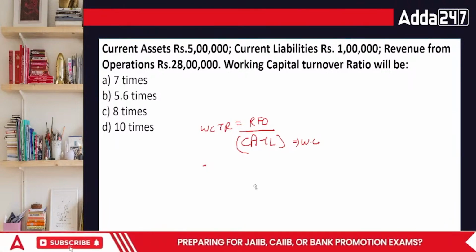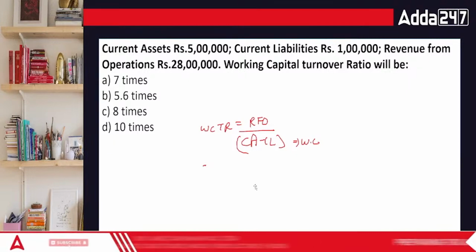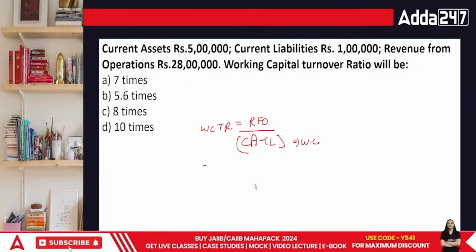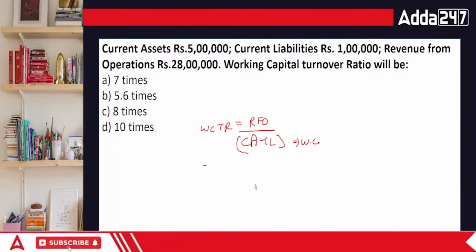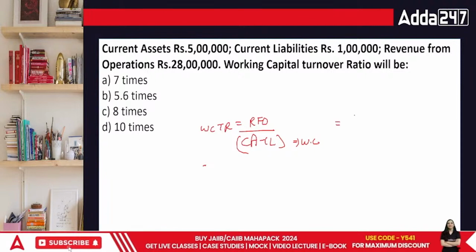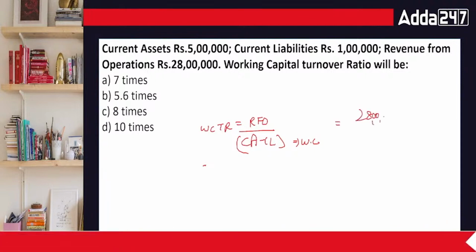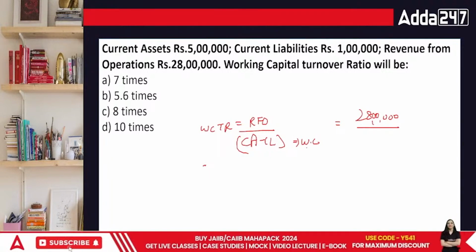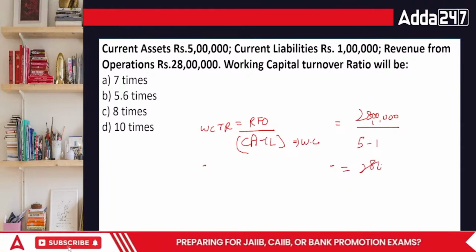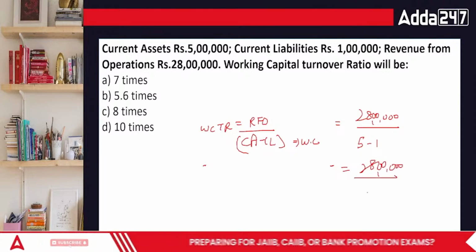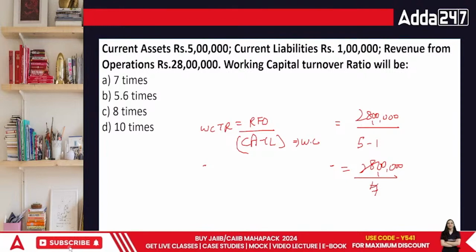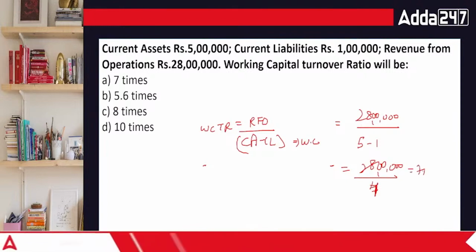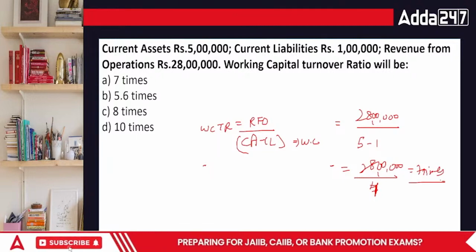Everybody, what's the answer? Let's find the answer now. In this case, revenue from operations is given. Revenue from operations is 28 lakhs. Your sales is 28 lakh. Current assets is of 5 lakh and the current liabilities is of 1 lakh. So you get 28 lakhs divided by, oh, 5 minus 1 is 4, sorry. 28 lakhs divided by 4 lakhs, and this gives us 7 times. Okay, the answer is 7 times.